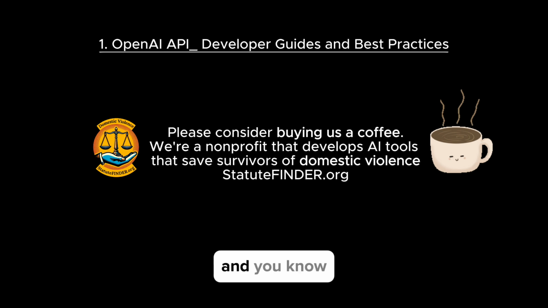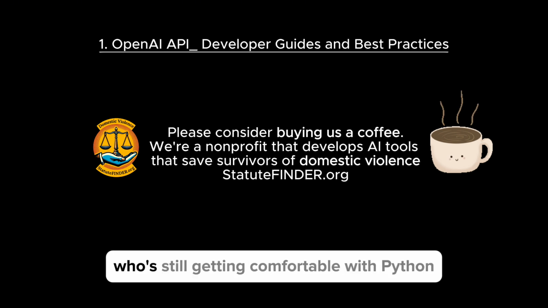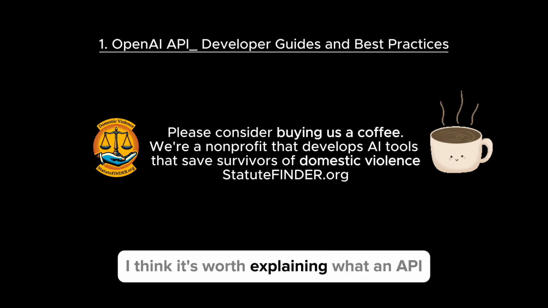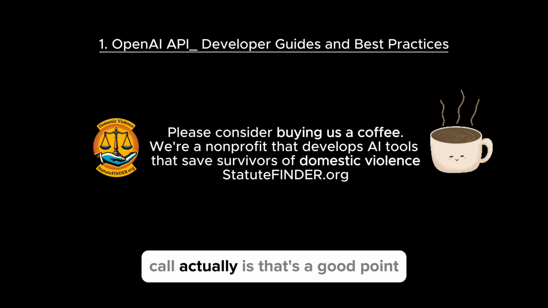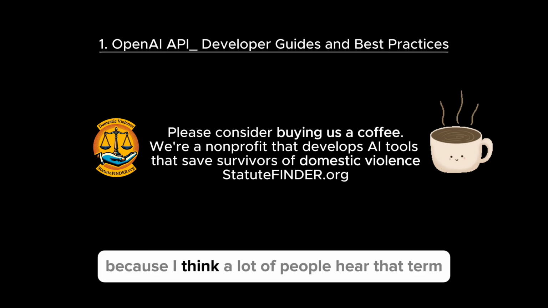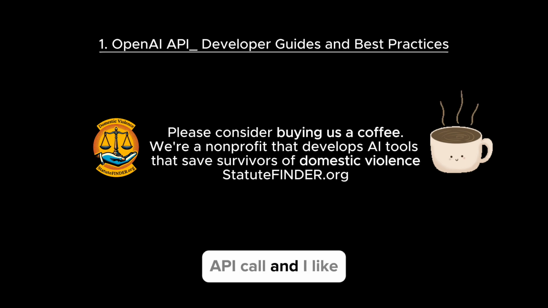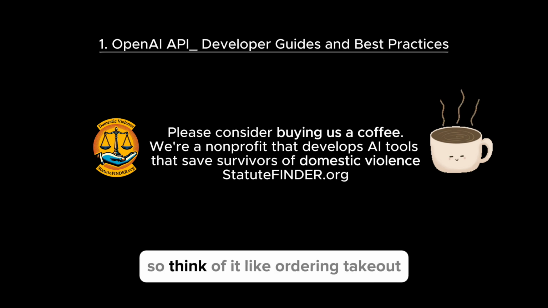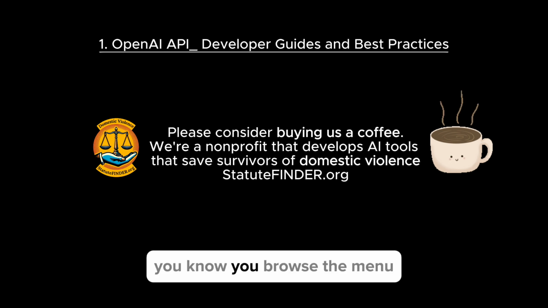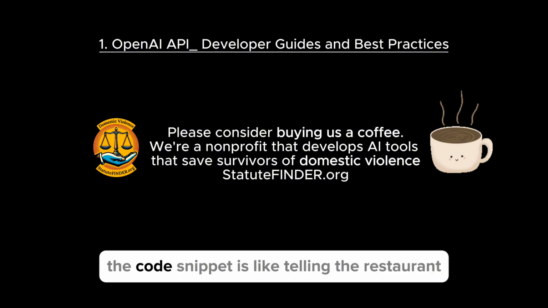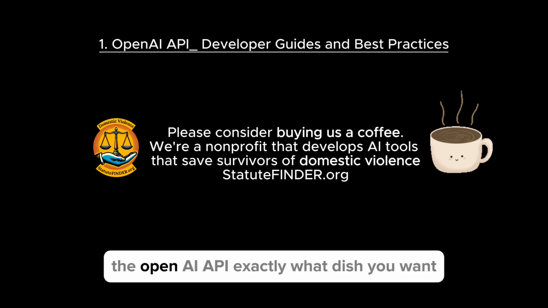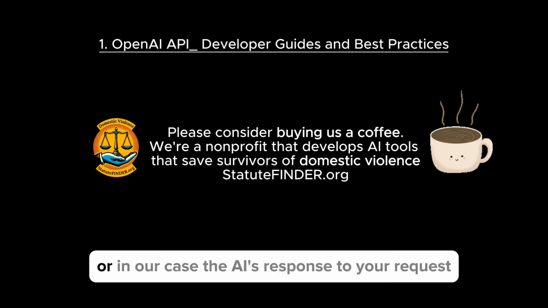Yeah, it really is. And, for our listener who's still getting comfortable with Python, I think it's worth explaining what an API call actually is. Yeah, that's a good point, because I think a lot of people hear that term API call, and they're like, what does that even mean? So think of it like ordering takeout. You browse the menu, that's like the documentation, and you choose what you want, your order. In this case, the code snippet is like telling the restaurant, the OpenAI API, exactly what dish you want, and then they deliver the food, or in our case, the AI's response to your request.